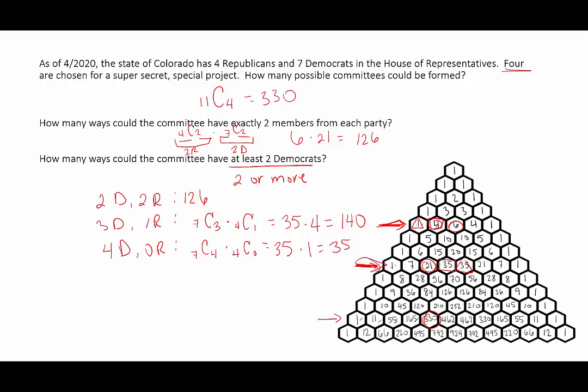Now with these 3 numbers, 126, 140, and 35, we end up adding these together because this is like an or situation. We could have 2 Democrats or 3 Democrats or 4 Democrats. Anytime we use the word or with these types of questions, it's going to mean we need to add these values together. So 126 plus 140 plus 35 would give us a grand total. It looks like we have 301. Whoa, so there's 301 possible committees if we have at least 2 Democrats on this super secret mission.